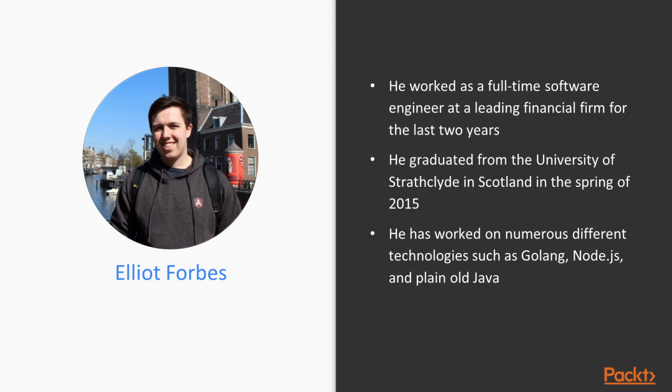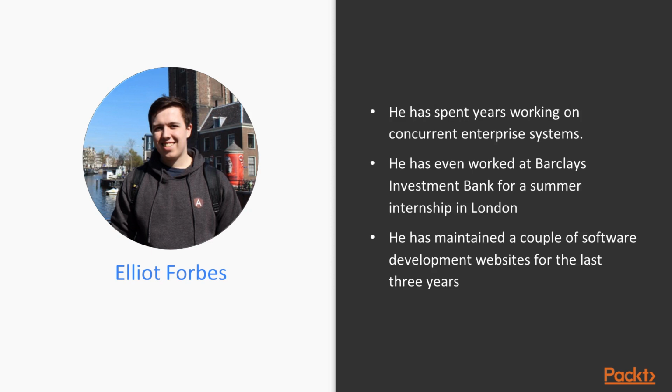Elliot Forbes has worked as a full-time software engineer at a leading financial firm for the last 2 years. He graduated from the University of Strathclyde in Scotland in the spring of 2015. He has worked on numerous different technologies, such as Golang, Node.js, and plain old Java, and he has spent years working on concurrent enterprise systems. This experience has enabled him to write this book. Elliot has maintained a couple of software development websites for the last 3 years.